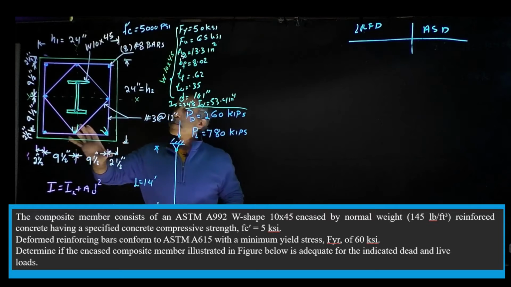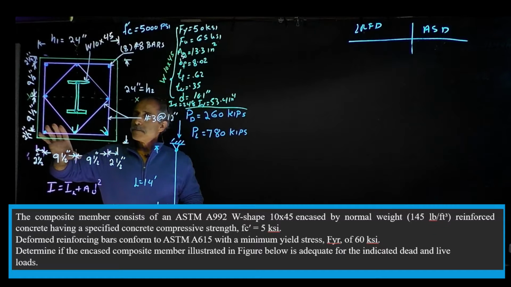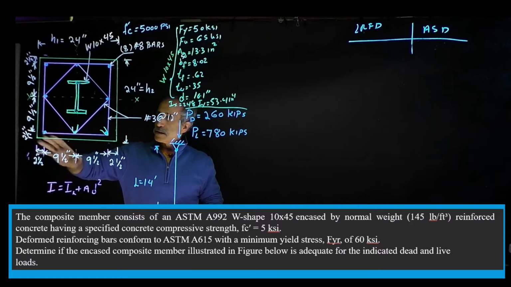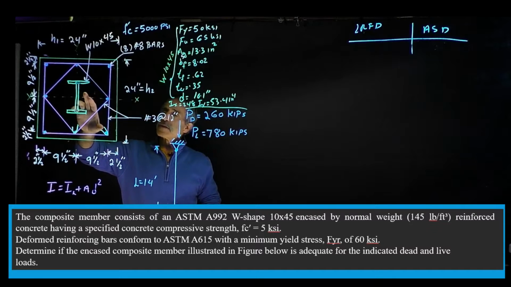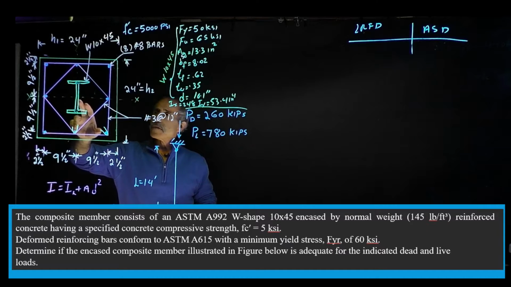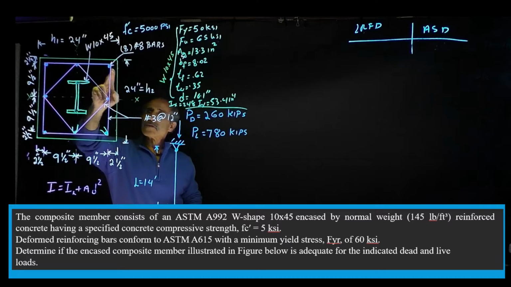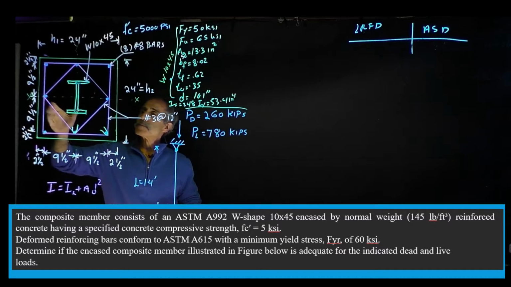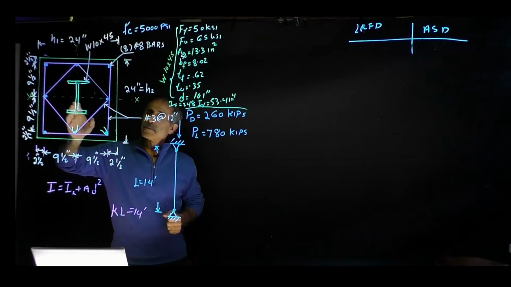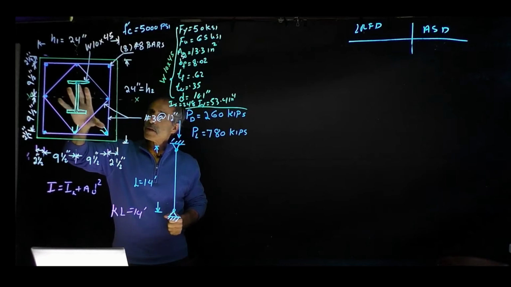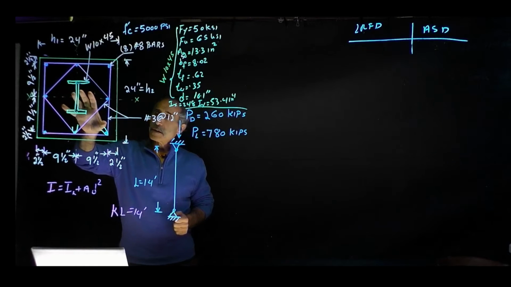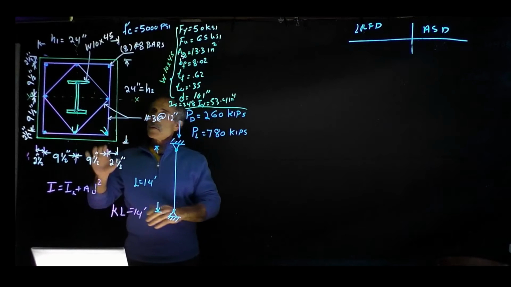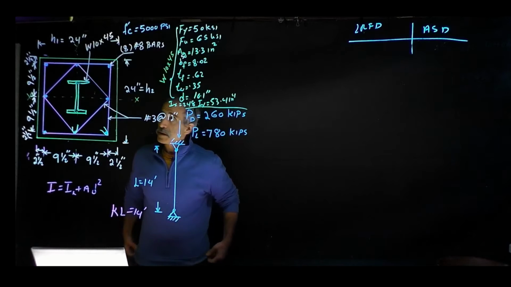This column is encased. It starts out with the W10x45 in the center. Then we have about 8 longitudinal number 8 rebar, and of course we have the strapping around them, filled in with concrete. We'd like to know what the capacity of this column is.